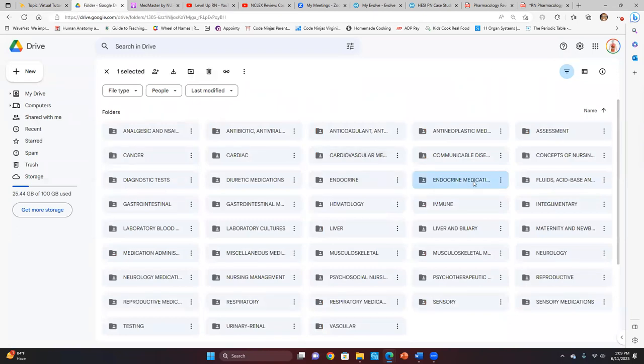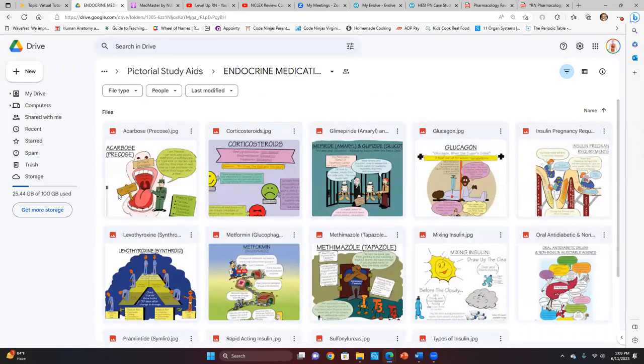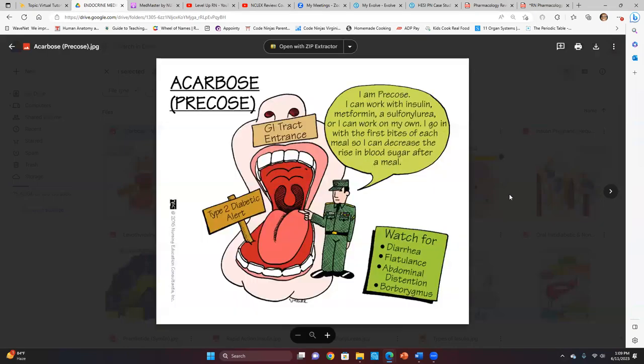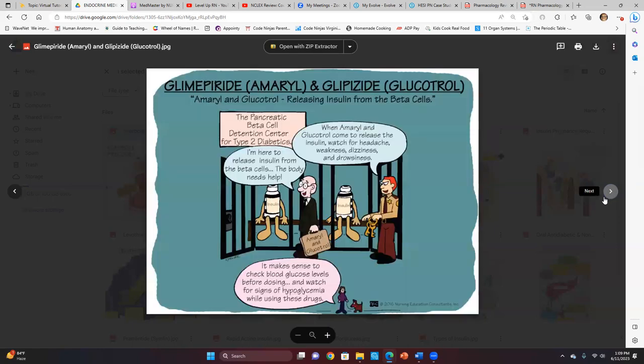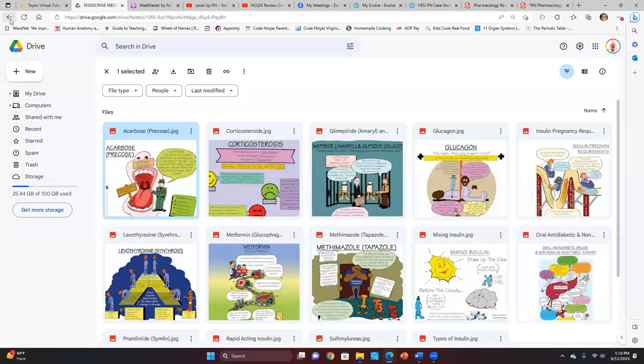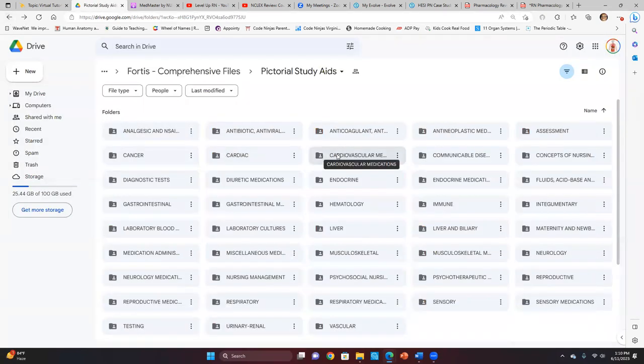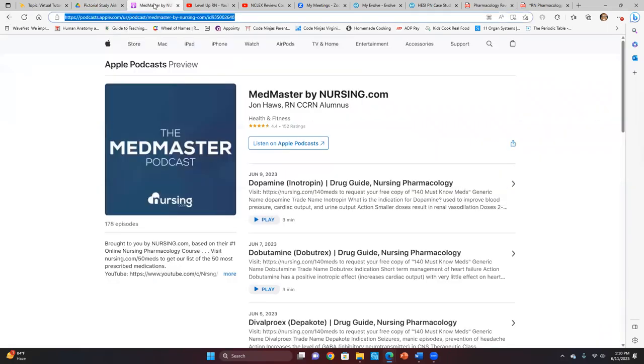If you're studying endocrine medications, here are some endocrine medications. Again, here are some more pictures, and it gives you some key tips, things to look out for, your nursing considerations, patient teaching, maybe we have to monitor blood work. So here are some examples again with the endocrine system. And I will submit to you, when you are studying pharmacology, you should study by body systems. So that's the first resource I wanted to share with you.